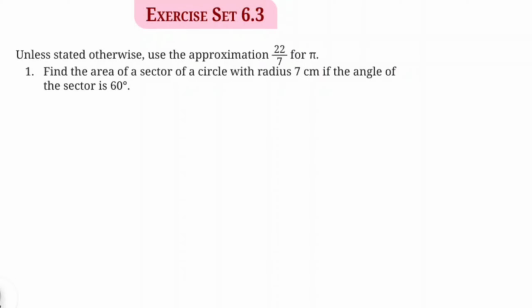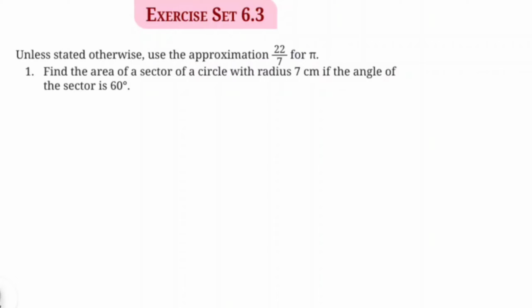Exercise number 6.3. We are going to solve the first problem. See what they are saying. Unless stated otherwise, use the approximation 22 by 7 for pi. The value for pi we are going to use is 22 by 7 unless it is stated otherwise.